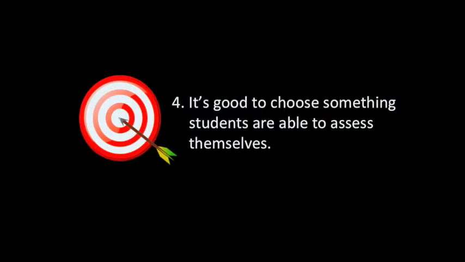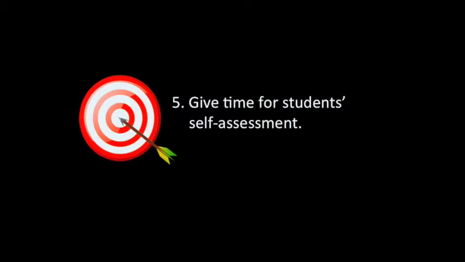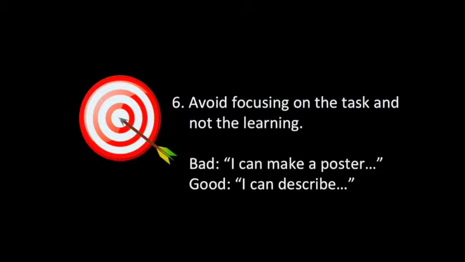It's good to choose something students are able to assess themselves as they progress during and at the conclusion of a lesson. If the target for a 9th grade English class is, I can write a haiku poem that creates a vivid picture, and no time is provided for students to assess whether the pictures are vivid, then student-engaged assessment is lost. The teacher should also avoid focusing on the task and not the learning. For example, it should not be, I can make a poster about the ideal habitat for the bear, but instead, I can describe the ideal habitat for the bear.